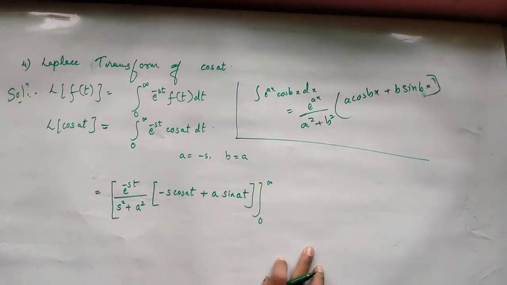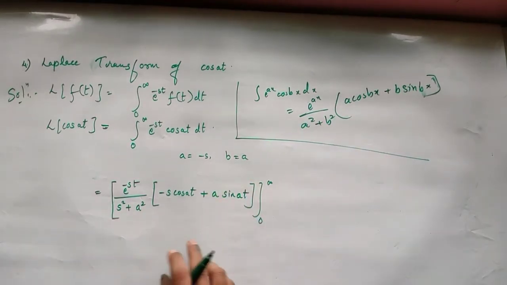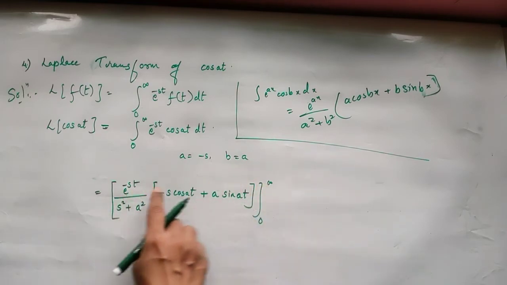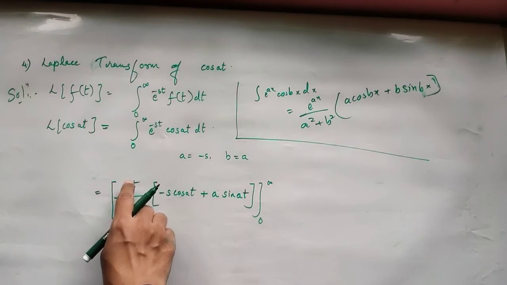Let us put the upper limit. As usual, I have told you a number of times in previous sessions also: when you put t as infinity over here, what will happen? You will get e to power minus infinity.